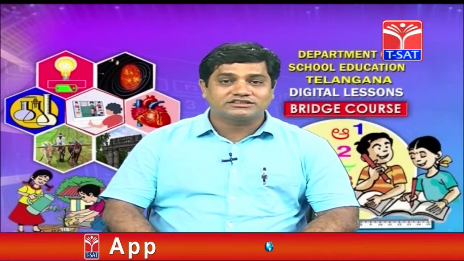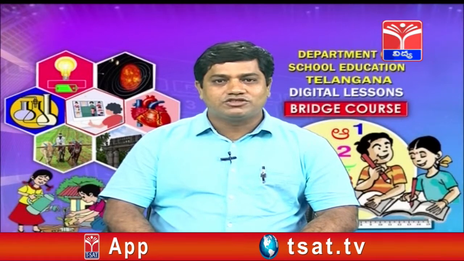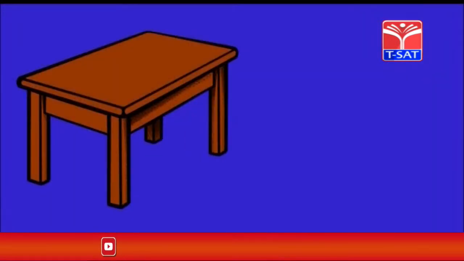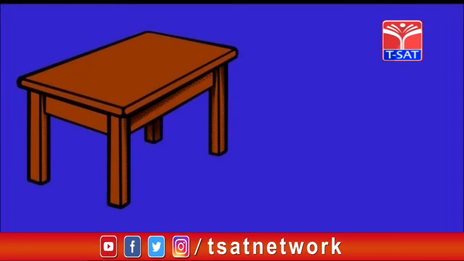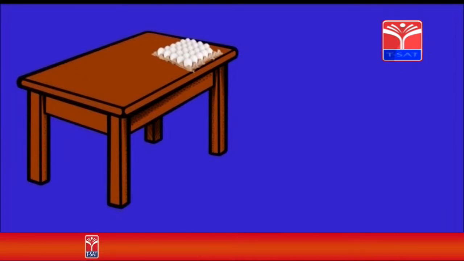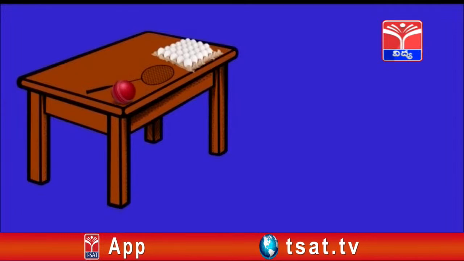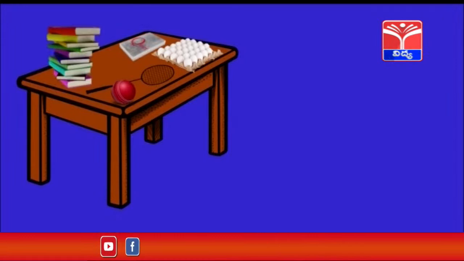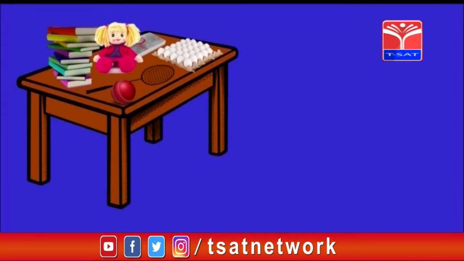Okay children, let us come to the new topic. Now I will show one image on the screen. Here observe this table. Table has one plane surface. Okay, I am arranging some objects on that table surface. Observe everything. I am trying to put each and every object on that table surface. Here notebooks are there, some tray is there, shuttle bat is there, ball, toy, everything.